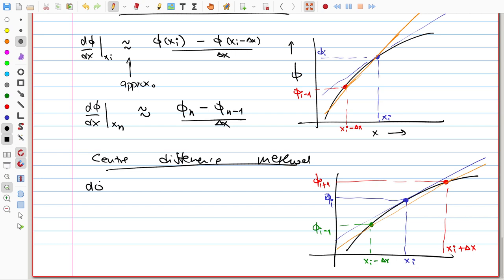So how do we write this? d phi by dx at any point xn is phi at n plus 1 minus phi at n minus 1, and what do I divide this by? 2 delta x, because now the interval size is between these two circles on the x axis. So that is xi plus delta x minus xi minus delta x. So the interval size is twice delta x. You can see there are two intervals here. So this is called the center difference method.